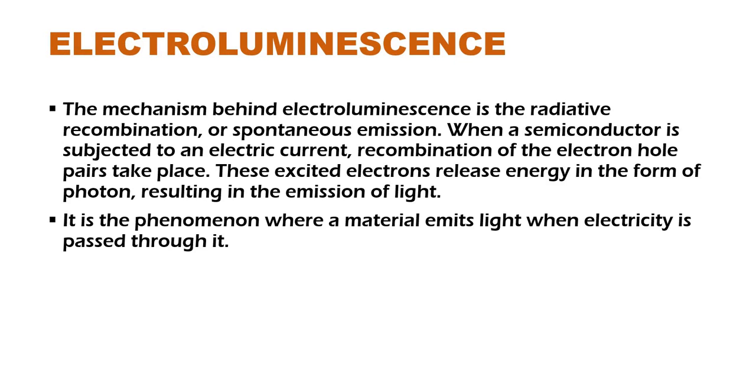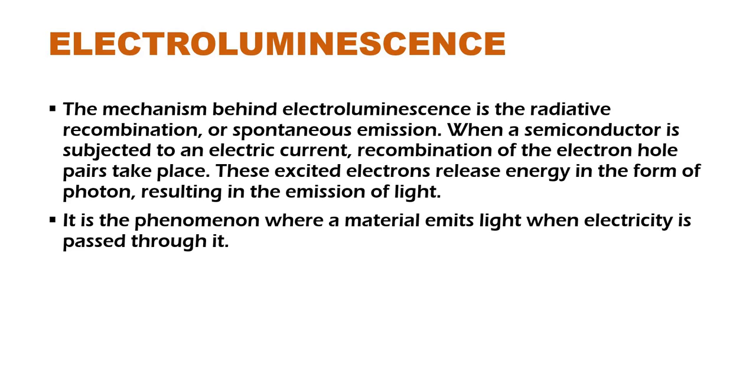Next is electroluminescence. The mechanism behind electroluminescence is radiative recombination or spontaneous emission. When a semiconductor is subjected to an electric current, recombination of the electron-hole pairs takes place. These excited electrons release energy in the form of photons, resulting in the emission of light.